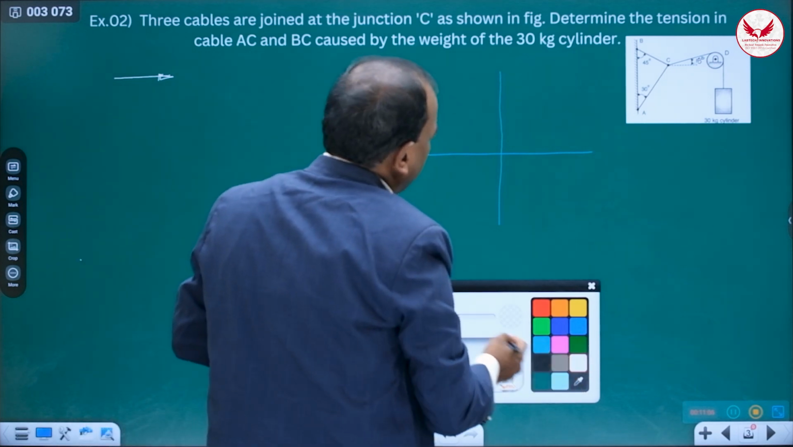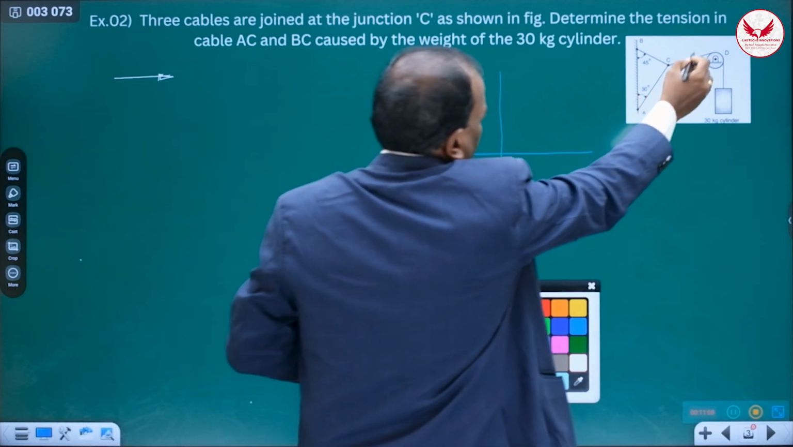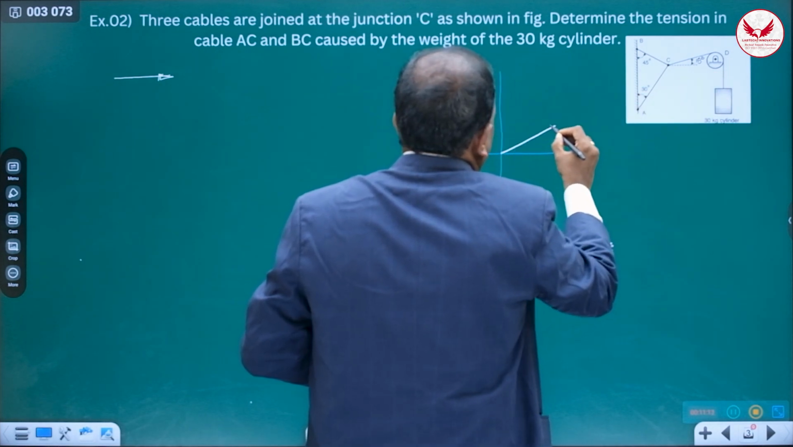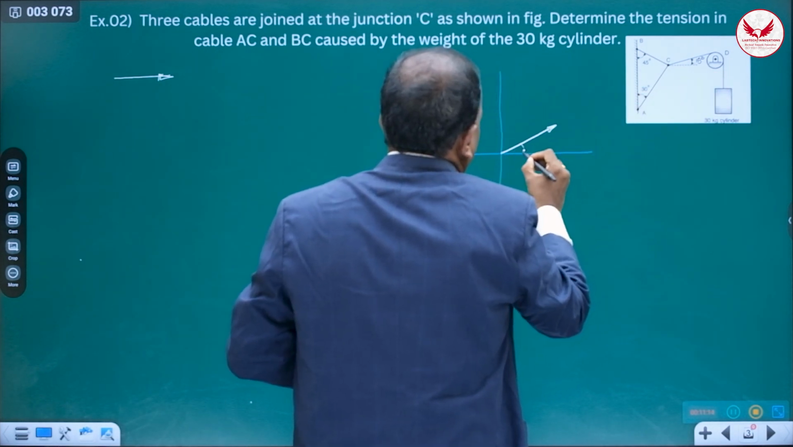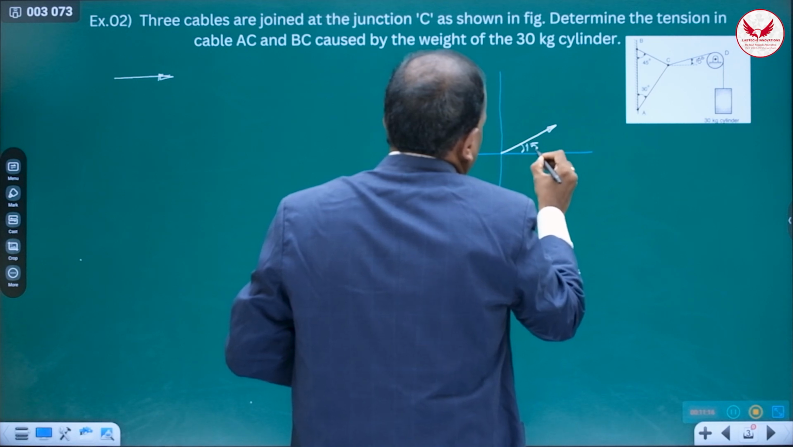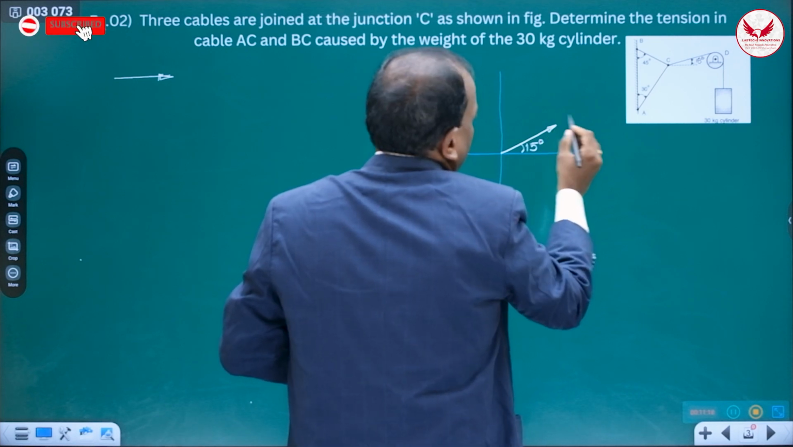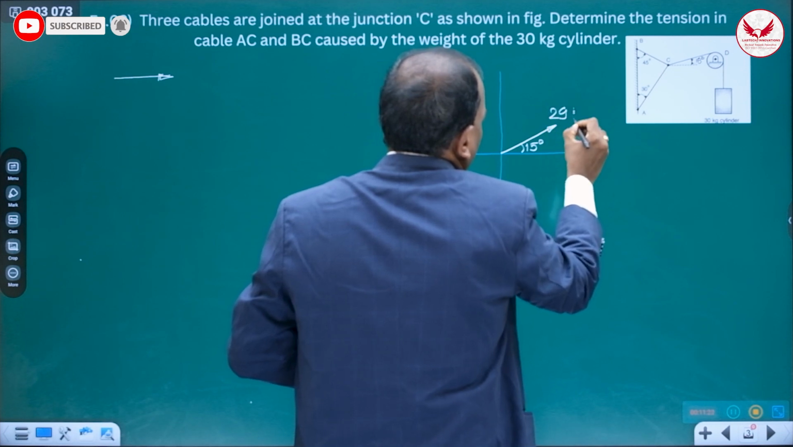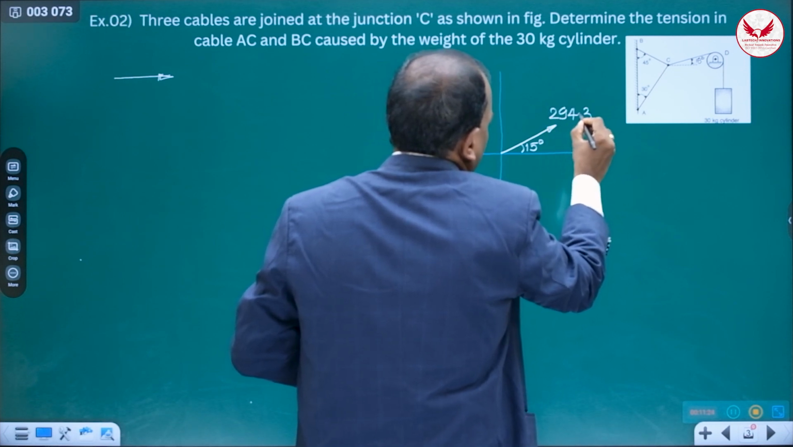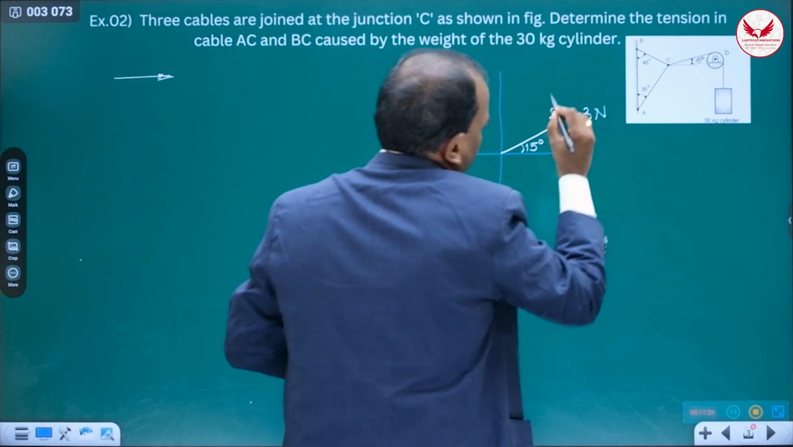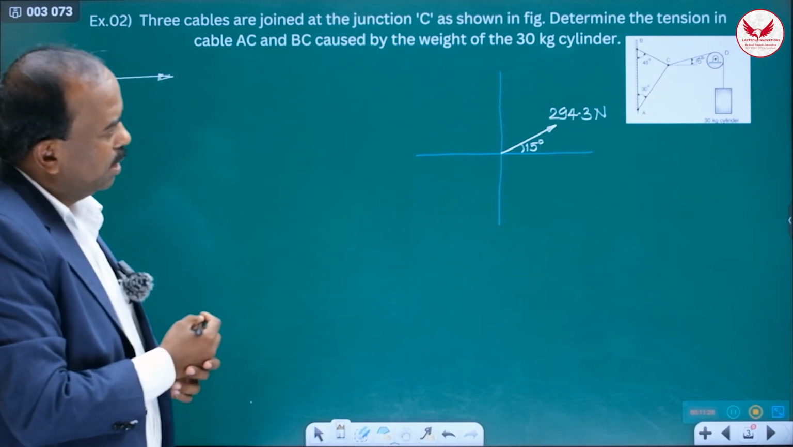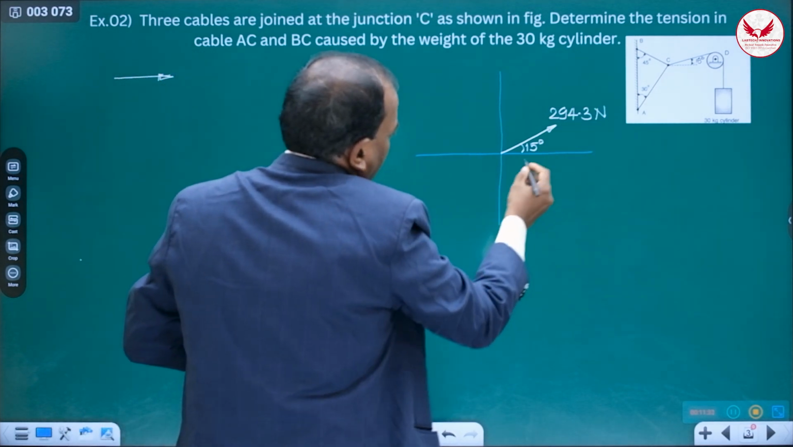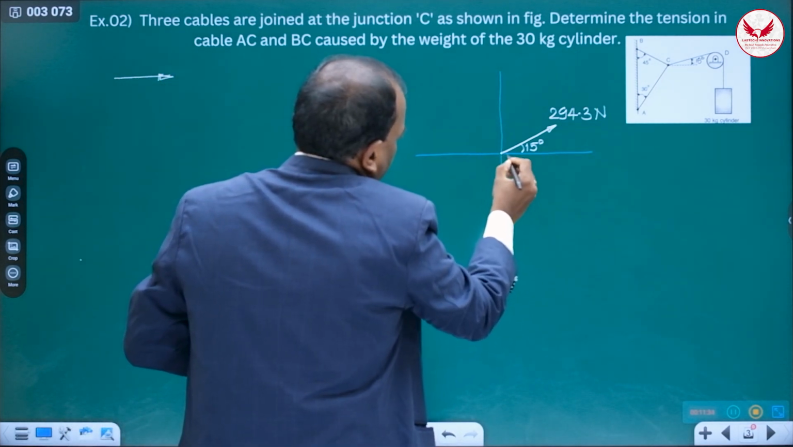So how can we show these forces? We have to cut this cable and show the tension in it. So this is the tension and that angle is 15 degrees. And this tension is going to be 30 kg, means 294.3 Newton. So it should be in Newton. 294.3 Newton, 30 kg.